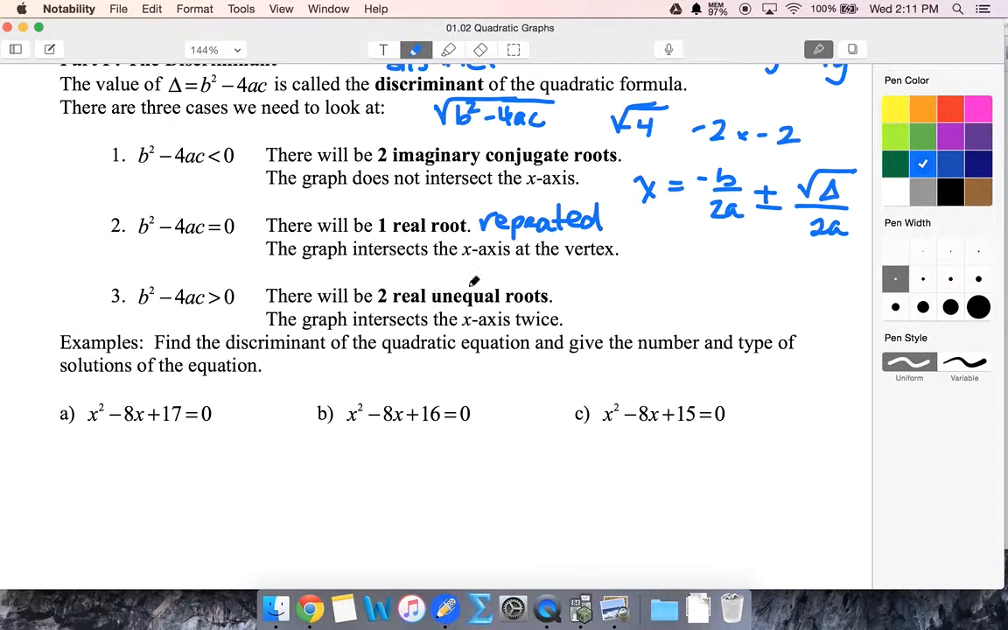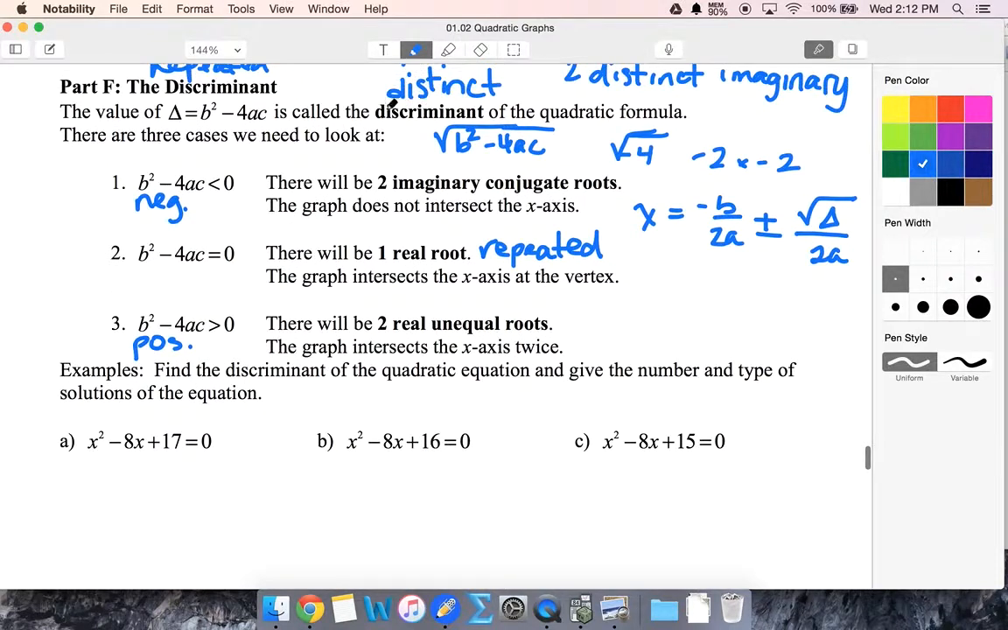Two unequal roots is if this is a positive number. So if my discriminant is positive. So we've got negative, equal to 0, or positive. So in the next video, we're going to apply that to determine the number of roots these different equations would have. And again, b squared minus 4ac is called the discriminant, and we use this symbol, this delta symbol, for the discriminant.